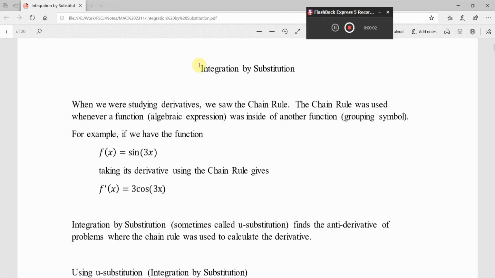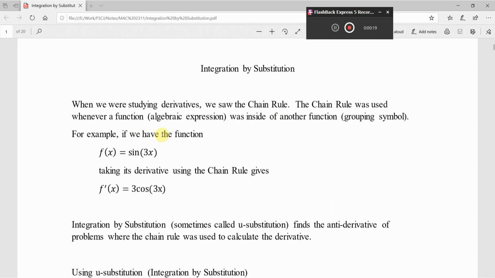Hello, and welcome to this lesson on integration by substitution. When we were studying derivatives, we saw the chain rule. The chain rule was used whenever a function, an algebraic expression, was inside another function, a grouping symbol.